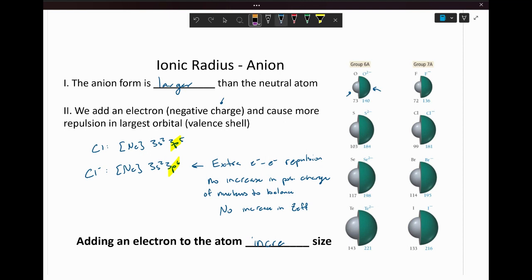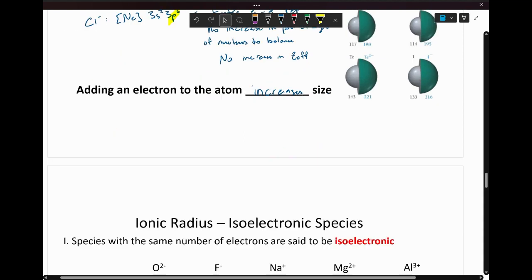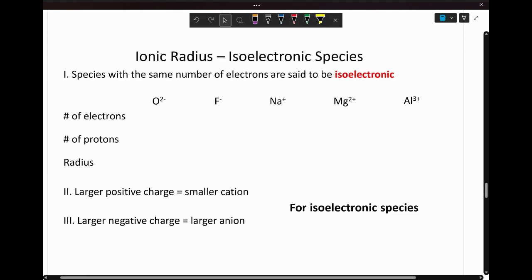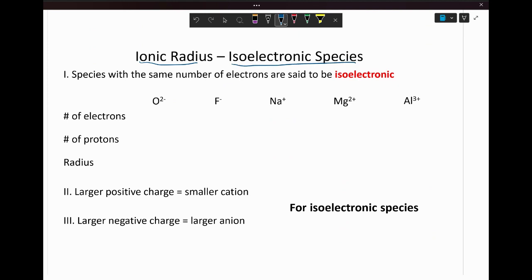There's one more interesting thing that we can talk about with ions, and this is the idea of comparing the ionic radius of so-called isoelectronic species. Here, electronic just means electrons, and iso just means the same number of electrons. By definition, species with the same number of electrons are said to be isoelectronic.